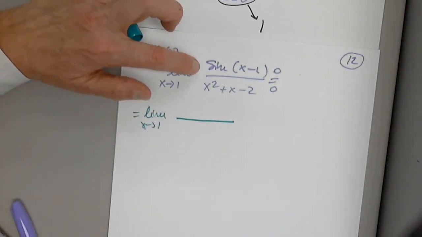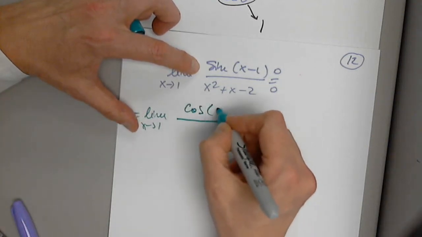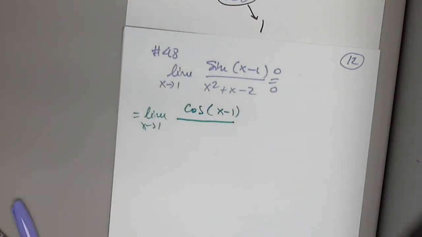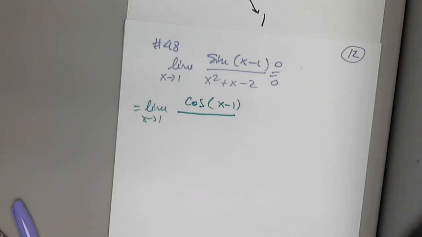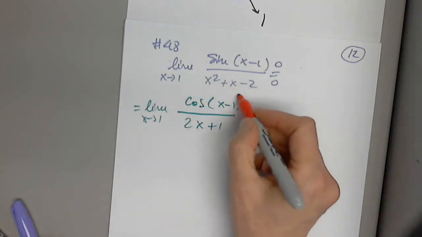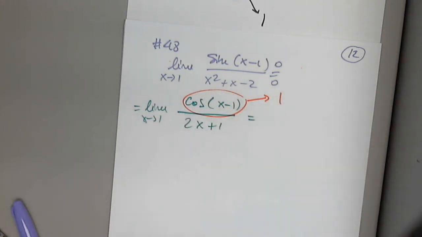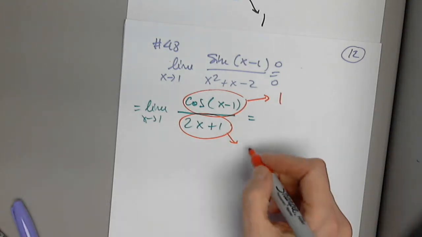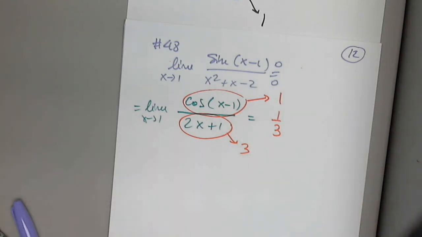So trust me, the derivative of the top is cosine of x minus 1 times the inner function prime, that's 1, over the derivative of the denominator. What is the derivative of the denominator? Very good. Now let's plug in again. Where does the top go when x approaches 1? Exactly, because it's cosine 0. Excellent. Where does the denominator go when x approaches 1? Very good. So the answer is 1/3.